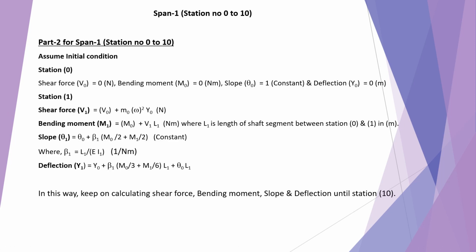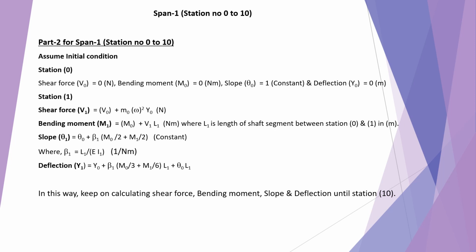Part 2 of span 1, station number 0 to 10. Initial condition for station 0 is shear force V0 0, bending moment M0 0, slope theta 0 1, and deflection Y0 0. For station number 1, shear force V1 is equal to V0 plus M0 into omega square Y0, bending moment M1 is equal to M0 plus V1 L1, slope theta 1 is equal to theta 0 plus beta 1 bracket start M0 by 2 plus M1 by 2 bracket close, and deflection Y1 is equal to Y0 plus beta 1 bracket start M0 by 3 plus M1 by 6 bracket close into L1 plus theta 0 into L1.